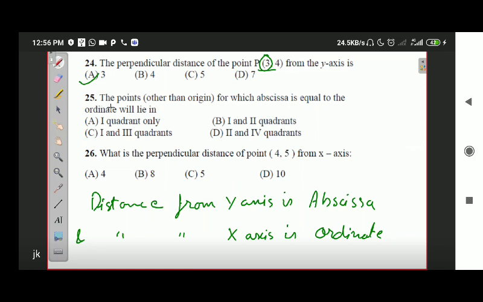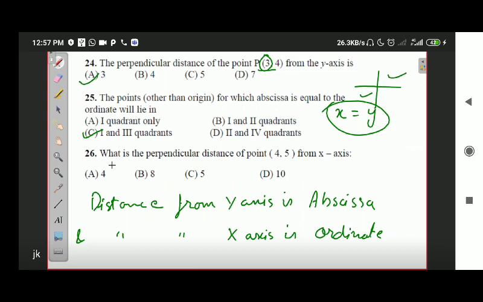Question 25: the points other than the origin for which the abscissa is equal to the ordinate. Both the x and y coordinates are equal. For the abscissa and ordinate to be exactly equal, their signs should also be equal. So we have to determine the quadrants in which the signs of abscissa and ordinate are equal. Those are the first quadrant and the third quadrant.